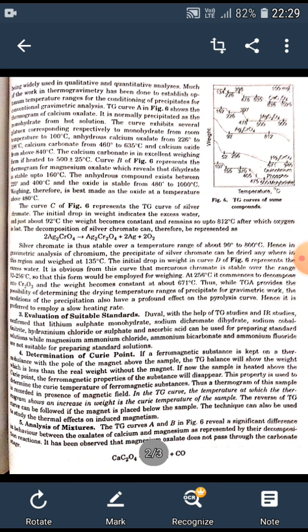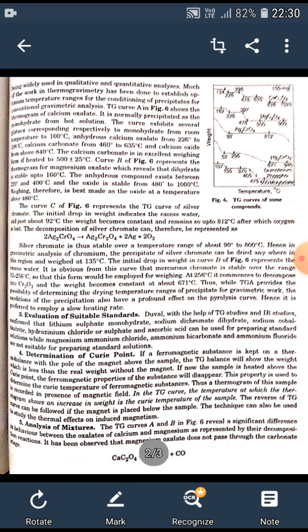Thermogravimetric analysis is widely used in qualitative and quantitative analysis. Much work in thermogravimetry has been done to establish optimum temperature ranges for the conditioning of precipitates for conventional gravimetric analysis. In the figure shown, the thermogram of calcium oxalate, calcium oxalate is normally precipitated as the monohydrate from hot solution.